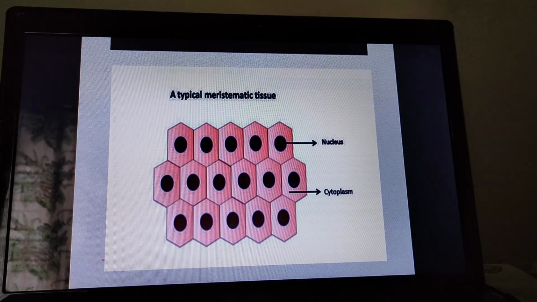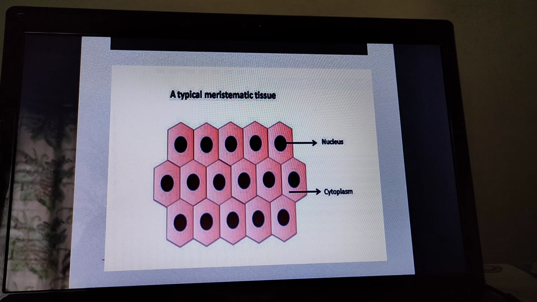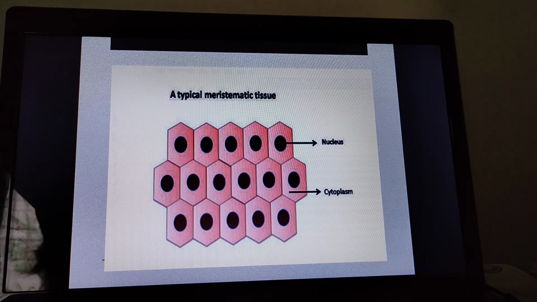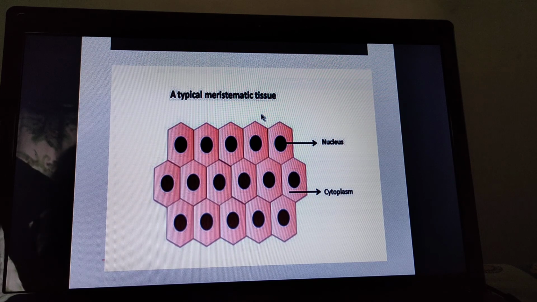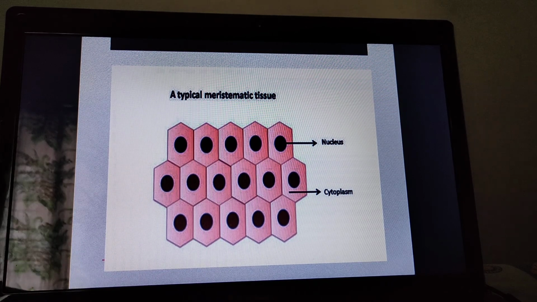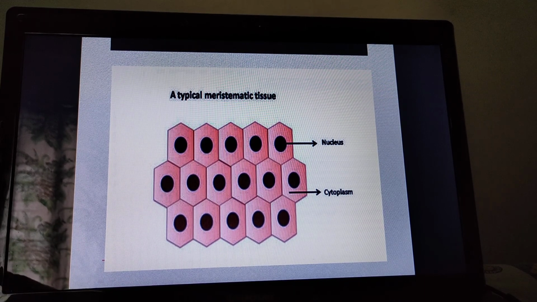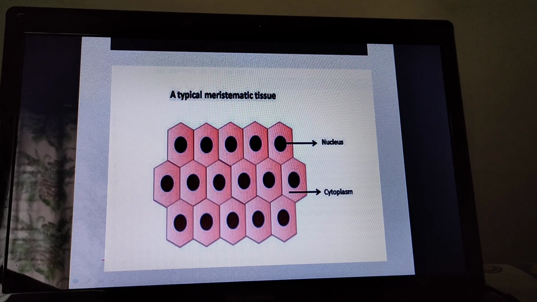So come to know about the definition of meristematic tissue. A meristematic tissue is a group of young cells that have the capacity of active cell division. So the diagram showing the meristematic tissue, all the cells here are capable of division. This tissue is found in all growing parts of plants such as root tip, shoot tip, etc.